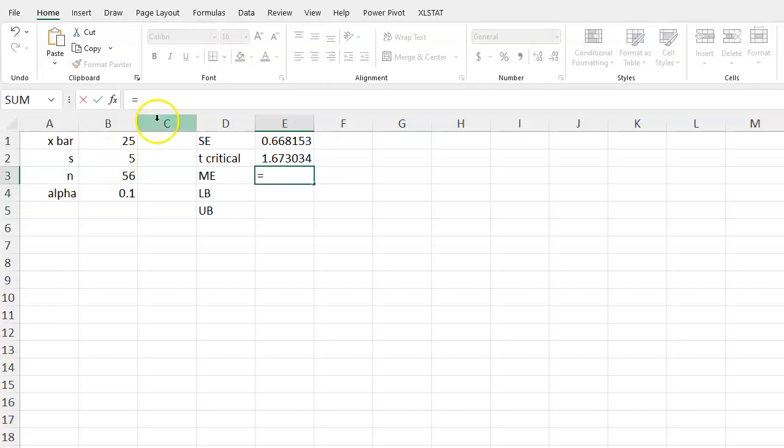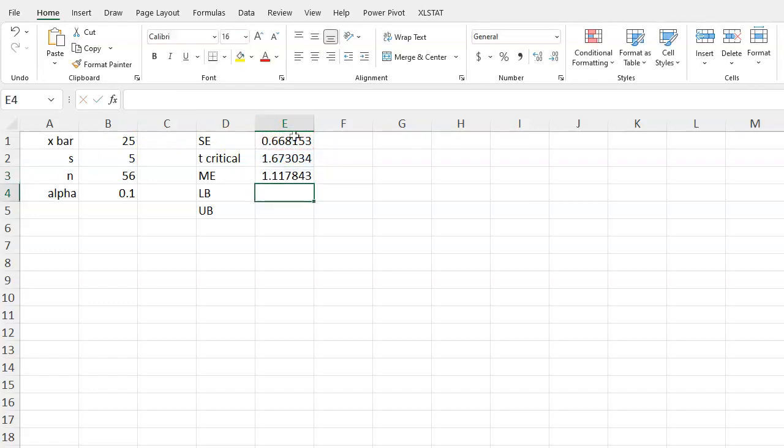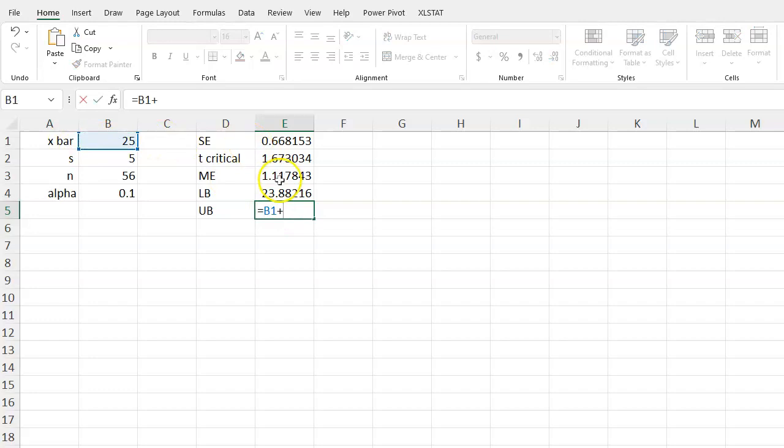Now my margin of error is always going to be the t critical value times my standard error. So now I can just grab those two values, multiply them together, and that's going to be what makes up my width of the interval. For the lower bound, I take my sample mean, my point estimate, and I subtract off the margin of error. The upper bound will be my point estimate plus the margin of error. And now I have my 90% confidence interval for the mean using a t critical value.